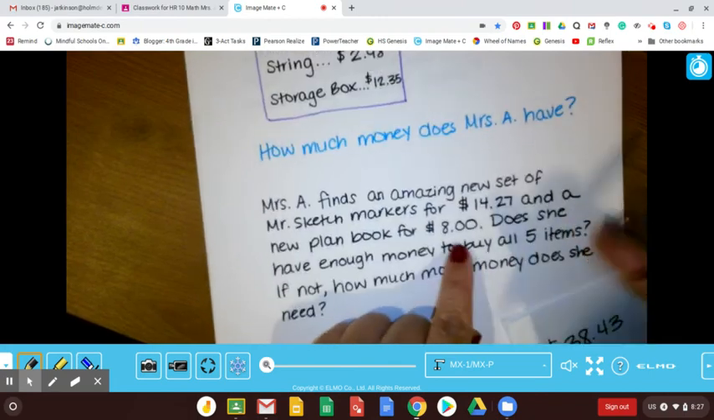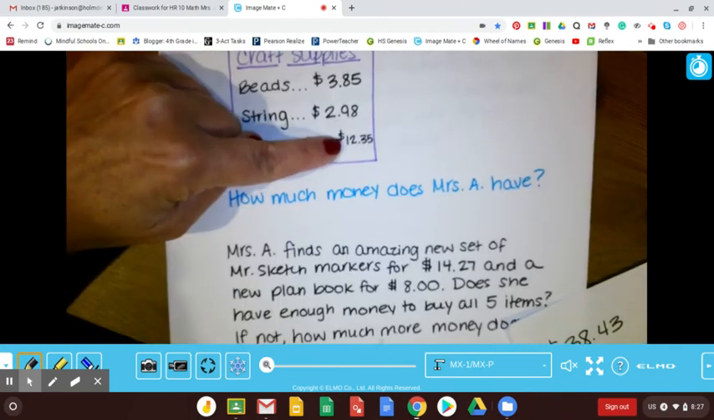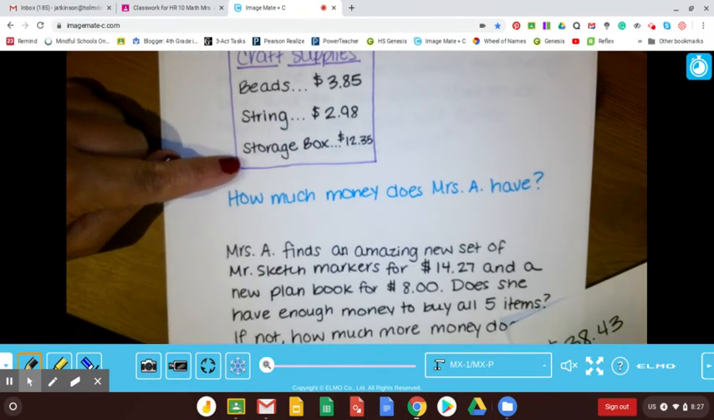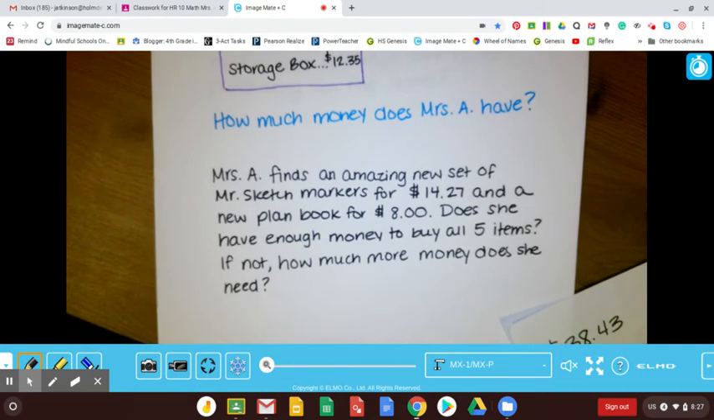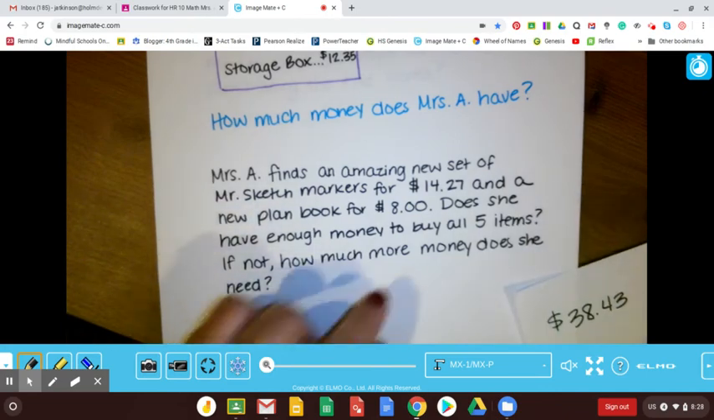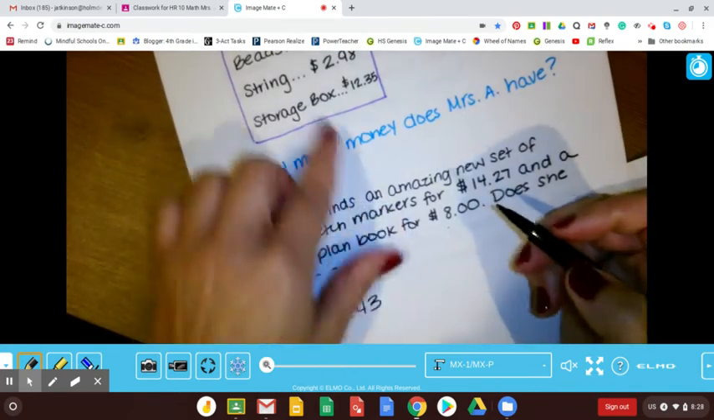Now, what they mean is these 2 items here plus the 3 items that are in the chart, right? Some beads, some string, and you know I love my storages. Storage boxes are good. All right, so if not, how much more money does she need? So does she have enough? Let's figure that out first. So what we're going to have to do is add together all of these things.